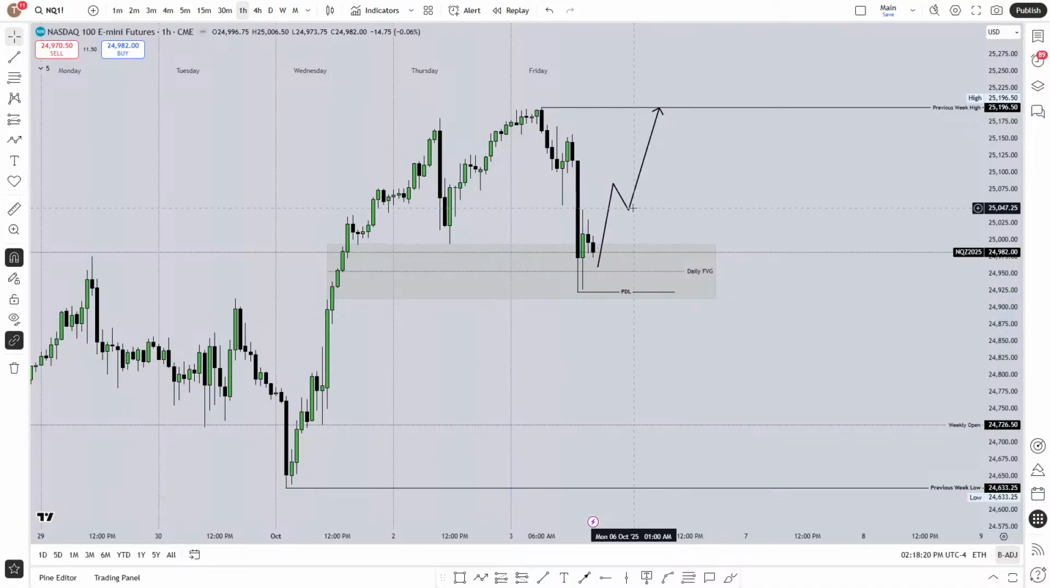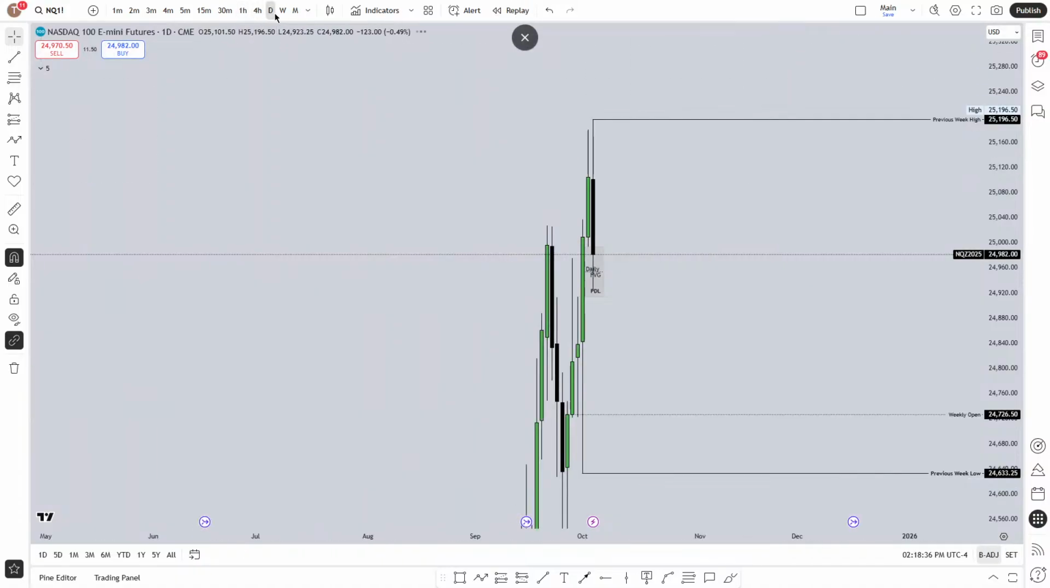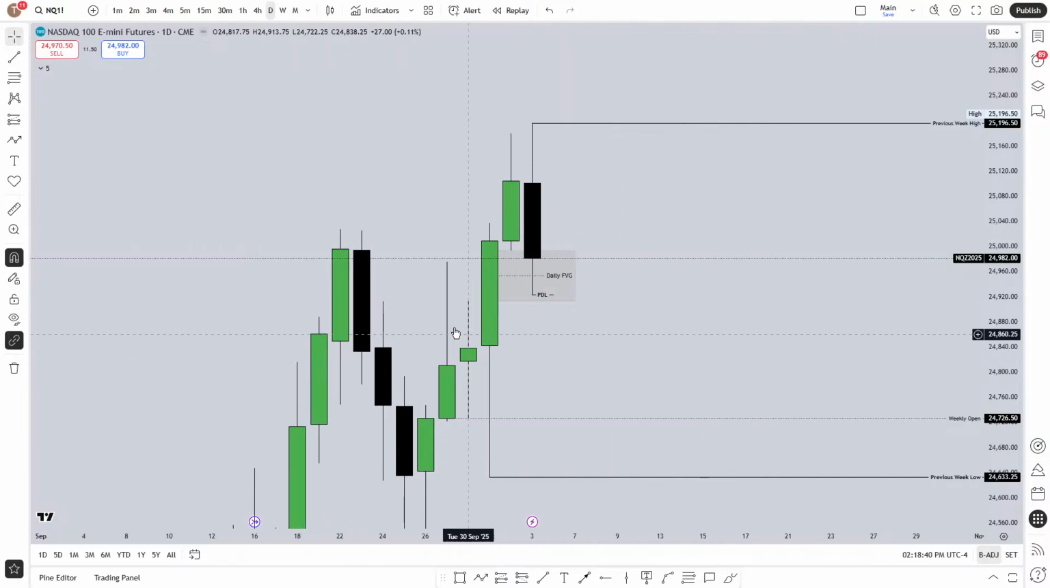But that's really all I'm doing for my markups going into the week. It's just those higher time frame key levels, right? Those are really areas where I use to determine order flow. It's just the higher time frame fair value gaps and the weekly highs and lows and daily highs and lows. So yeah, kind of in a really big area here right now.